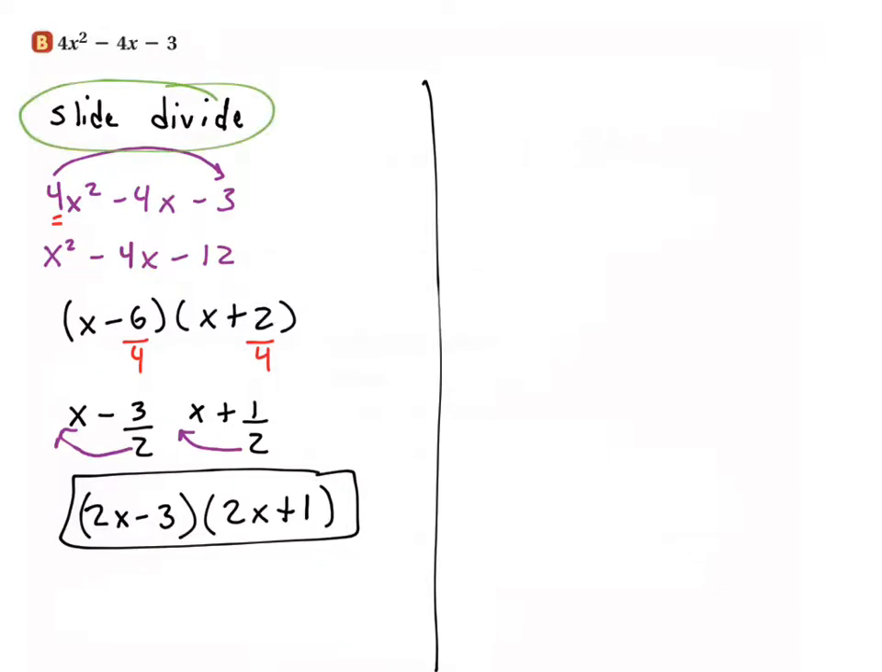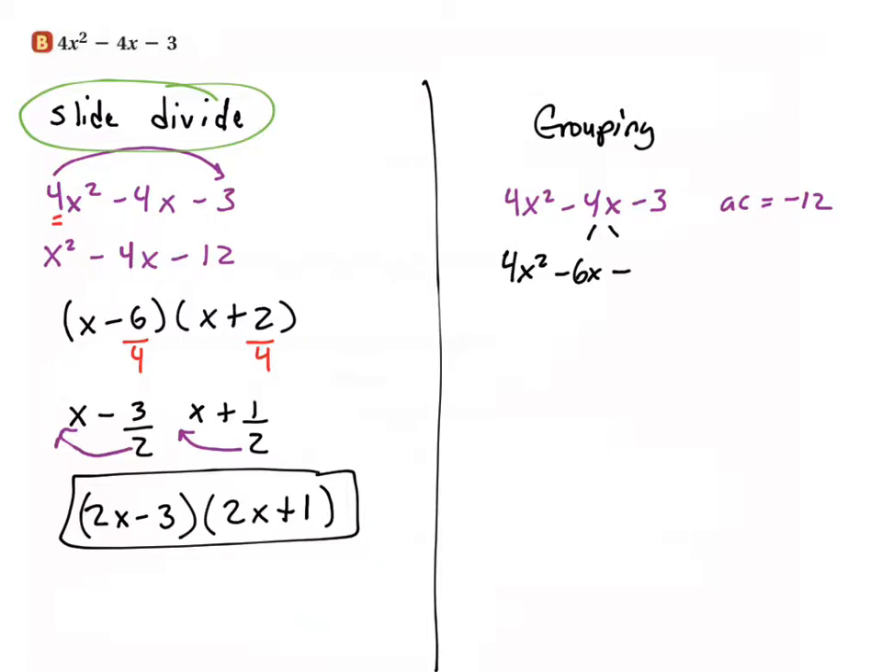So now let's look at grouping again. So grouping, we're going to have 4x squared minus 4x minus 3. Let's find our AC value. Well, that's going to be 4 times 3, which is negative 12. We already know the factors from the previous example, so we're going to have 4x squared, and then we're breaking this apart into negative 6x, and then we'll do positive 2x, and then minus 3.